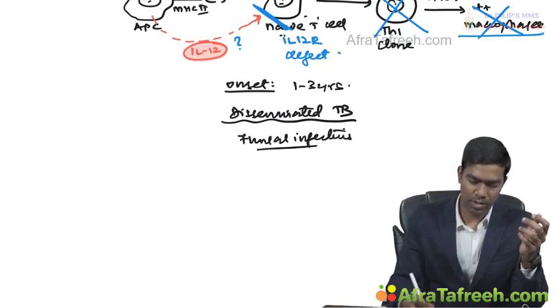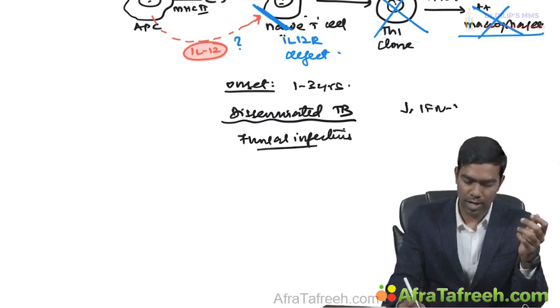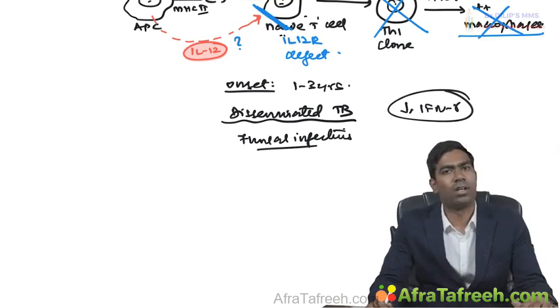And how will you diagnose? The majority of the patients will have extremely low or undetectable levels of interferon gamma, because that's the signature cytokine of a T helper 1 clone. So that is the reason why they don't have all these things.